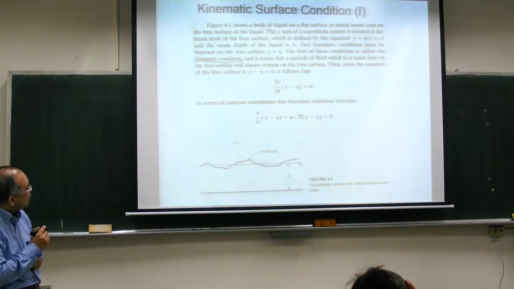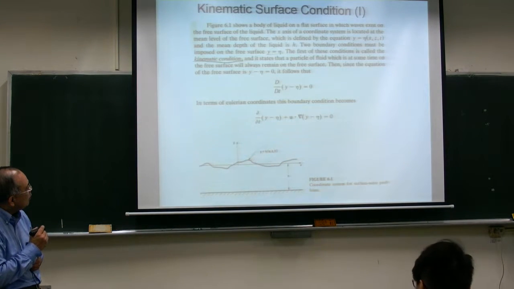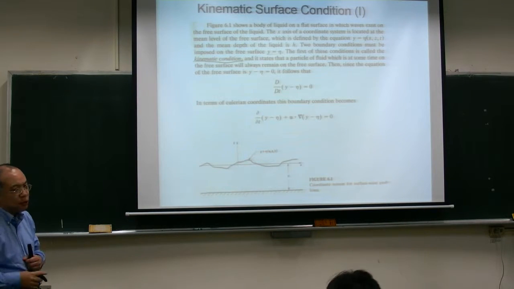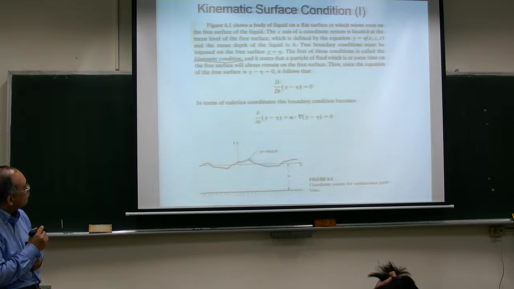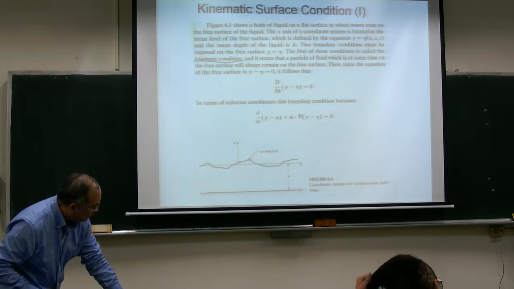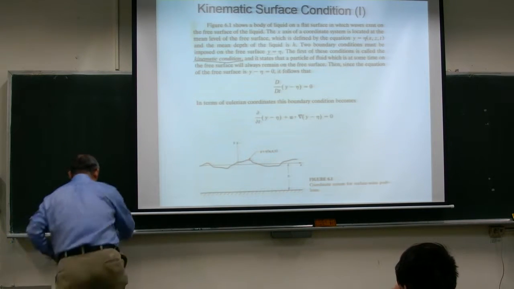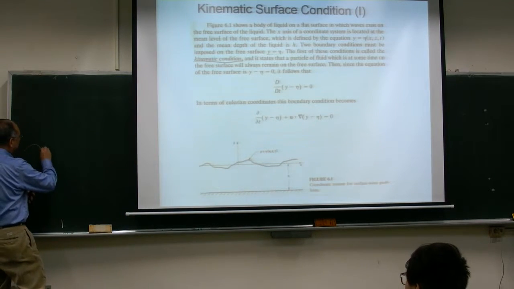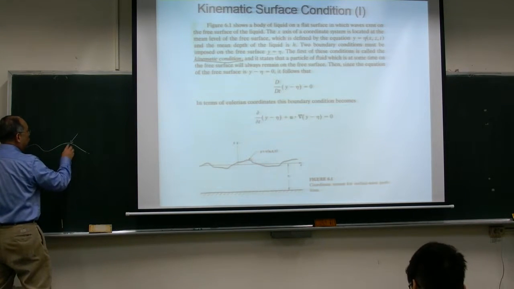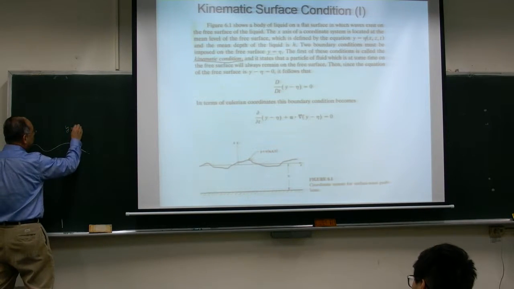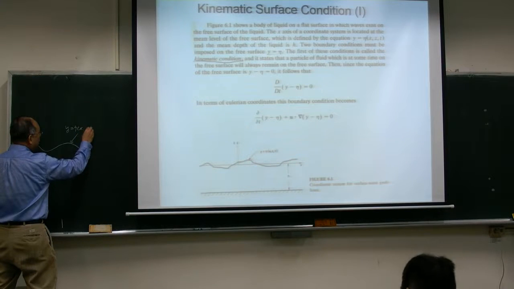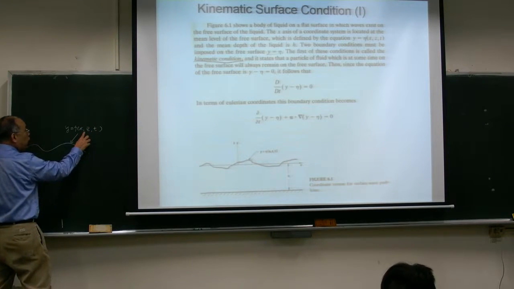On this interface here, we have to satisfy 2 boundary conditions. One is called the kinematic boundary condition. First we define what the free surface looks like. The free surface is defined as y equal to η(x,z,t). We have to remember this on this free surface. This η is a function of x, z and t. There is no y here, because y is already on the left side.